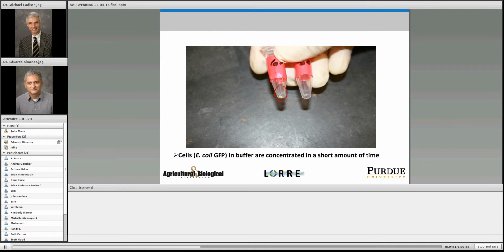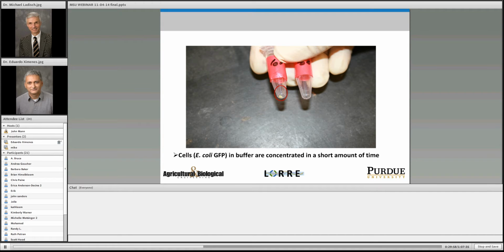So, as Dr. Ledge mentioned, we did some initial tests with cells in buffer, so we could estimate how well our system would work to concentrate and recover cells in solution. For that, as Dr. Ledge also mentioned, we use Escherichia coli.